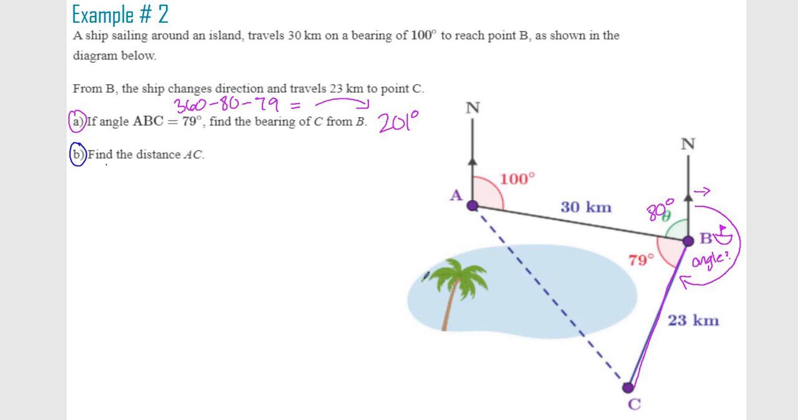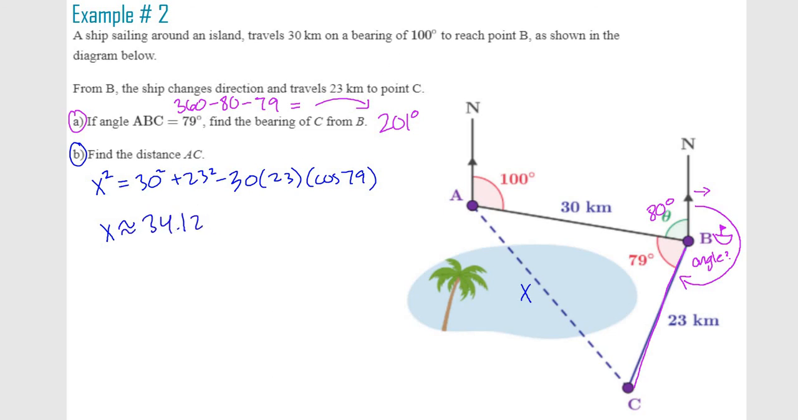All right, the next one is B. So find the distance of AC. So find X. That's just another law of cosines. Okay, so we're going to have, see if you can set it up, x squared, 30 squared, cosine 79, we get 34.142. If I can write. So 3 sig figs, we're going to get 34.1 kilometers, because it's distance.